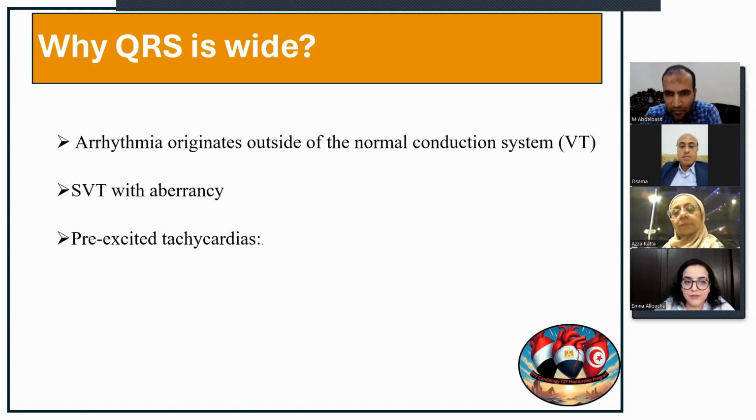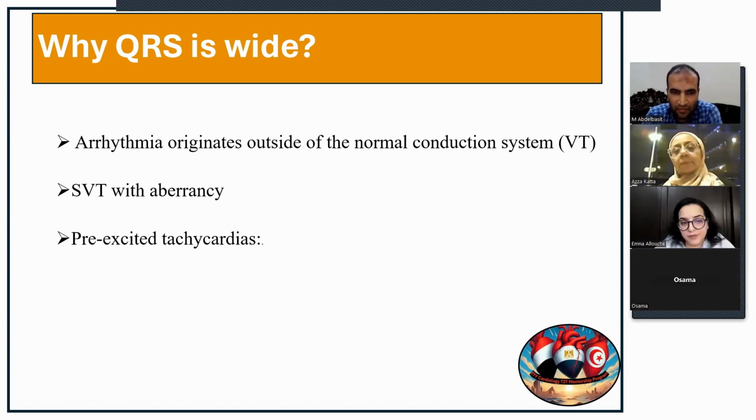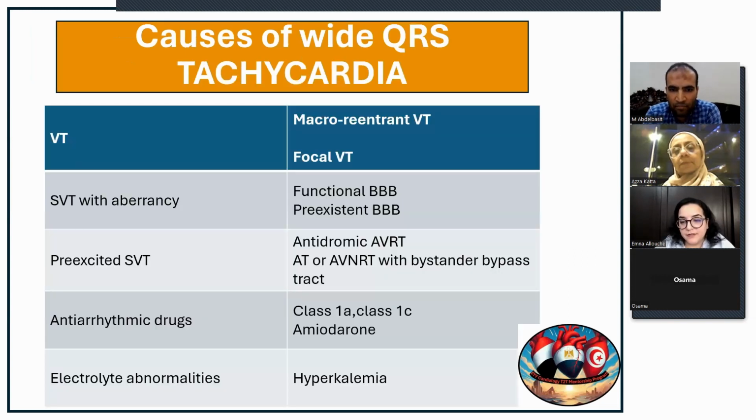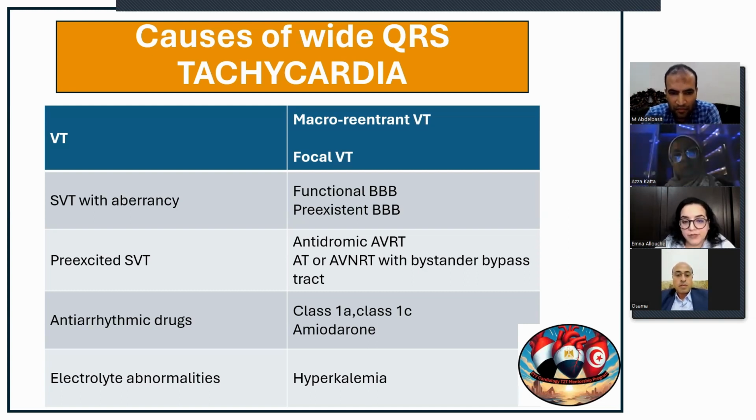Wide complex tachycardia is when the arrhythmia originates outside the normal conduction system, especially VT, or when, as Dr. Azza said previously, it is supraventricular tachycardia conducted to the ventricle with aberrancy, or with pre-existing bundle branch block, functional or pre-existent, or when there is pre-excited supraventricular tachycardia, or when the patient is on an antiarrhythmic drug such as amiodarone or class 1A or 1C antiarrhythmic drugs, which widen the QRS and the intraventricular conduction.